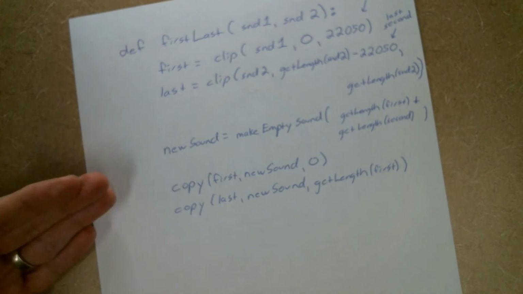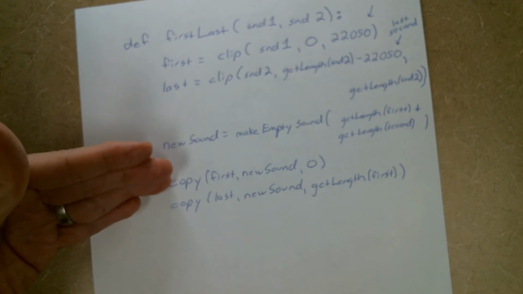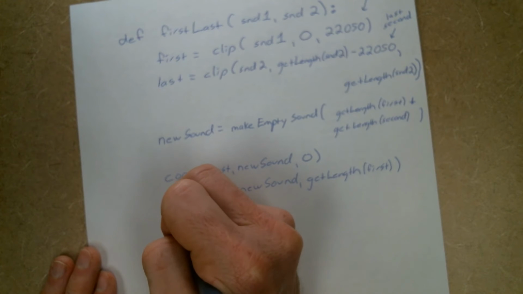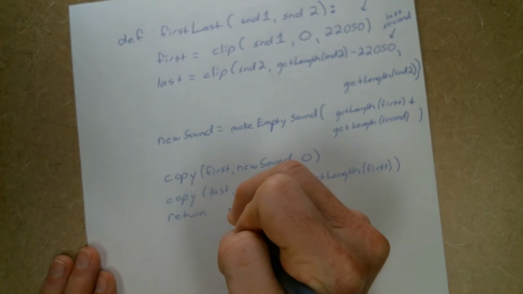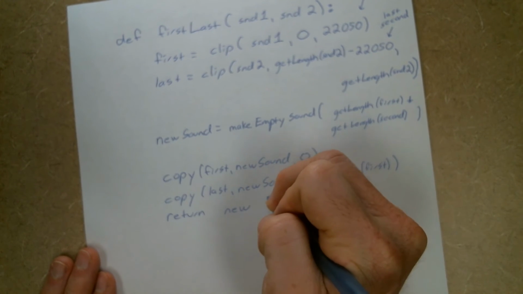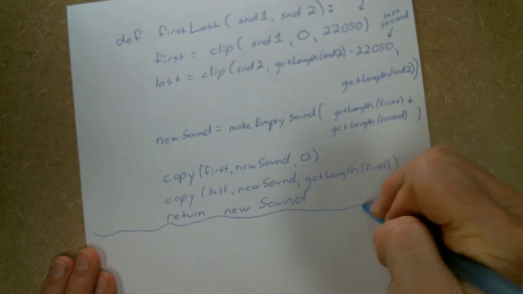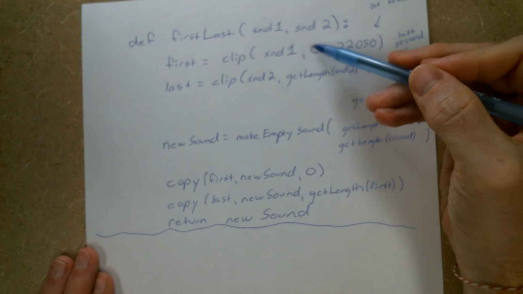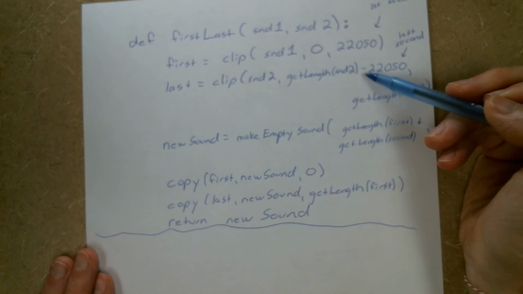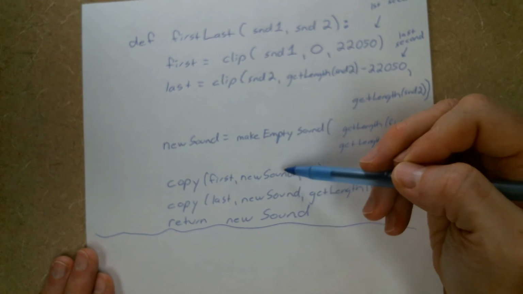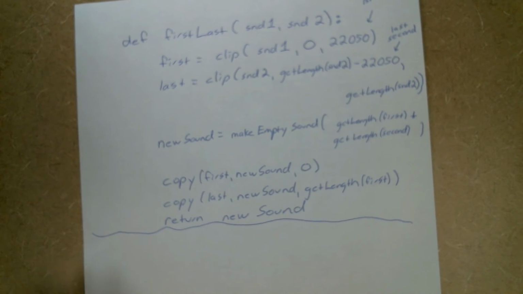Now I've made an empty sound, copied in the first second, and copied in the last second. All I have to do now is return new sound. So that's my function, which takes the first second from one clip, takes the last second from another clip, and makes a new clip with those two combined together.